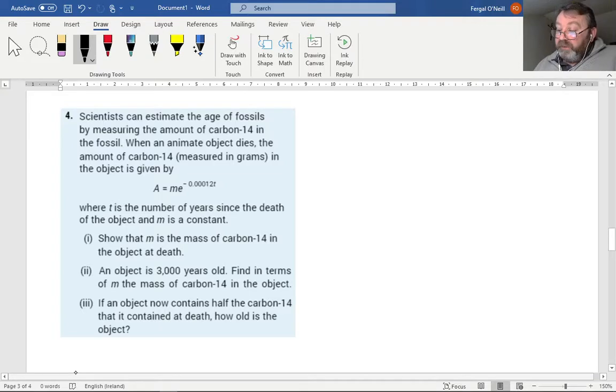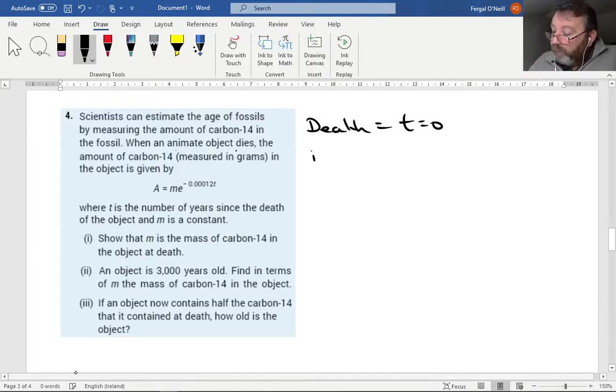Where t is the number of years and M is a constant. Show that M is the mass of carbon-14 in the object at death. Now go back. When an animate object dies, so in other words, we're waiting for the object to die. We don't count carbon-14 before death. We only start to count the amount of carbon-14 after death, which means that death is being taken as the start of the carbon-14 decay. So therefore death is t equals 0.